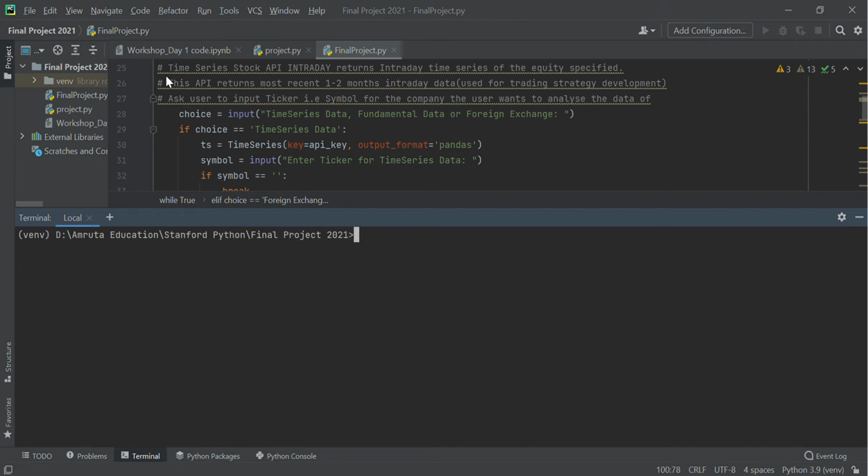My final project extracts data from the free stock APIs that are available online, and it performs data analysis. I have three modules incorporated into my program: time series data, fundamental data, and foreign exchange, which outputs the real-time currency exchange rate on that particular day. So without further ado, let's dive into my project.